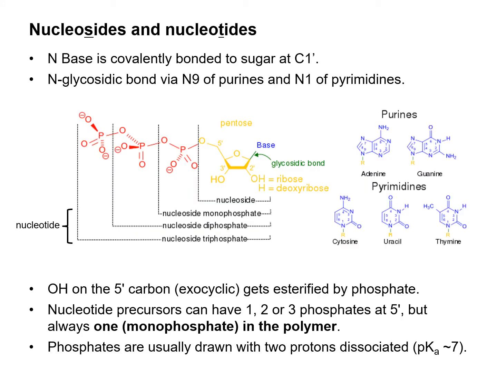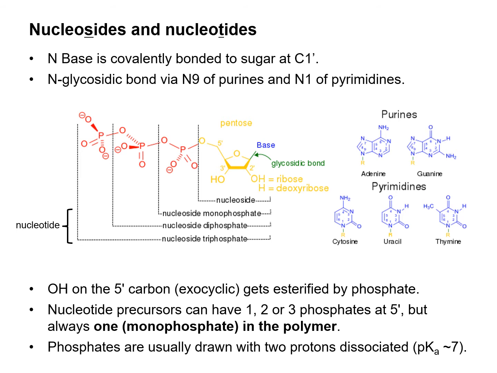Both nucleosides and nucleotides have a nitrogenous base that is covalently bound to the sugar at the carbon 1 prime, right here. And these bases are connected by the N-glycosidic bond via N9 of the purines and N1 of the pyrimidines. And they are color-coded in the same way here as the base.